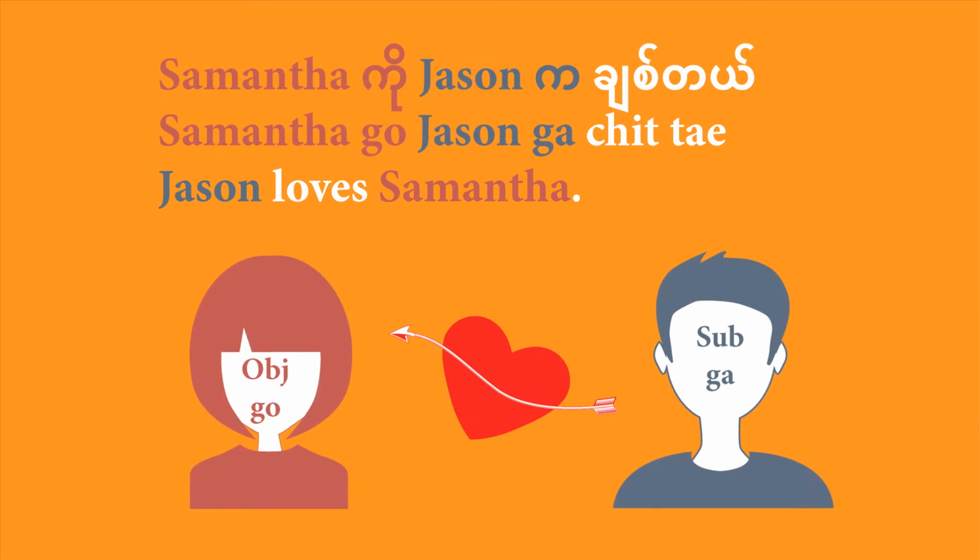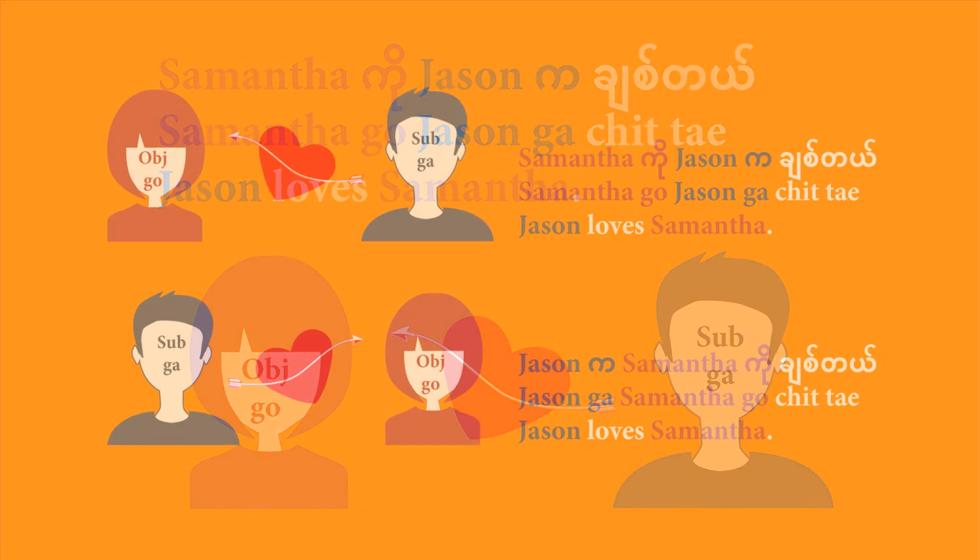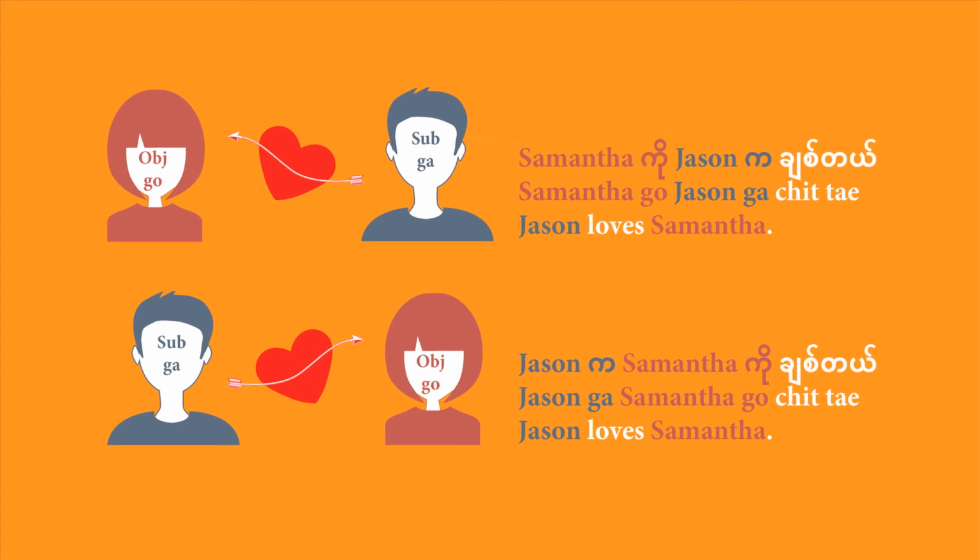The same thing may also be stated as Samantha go Jason ga chit or Samantha o Jason a chit. Just like before, these two statements, despite the flip-flopped order of the two nouns, mean exactly the same thing because the tags are properly placed behind the names. It means Jason loves Samantha. Nothing is mentioned about how Samantha feels about Jason.